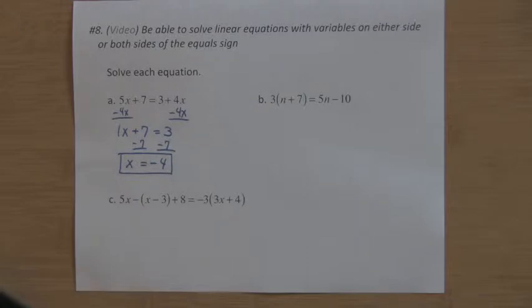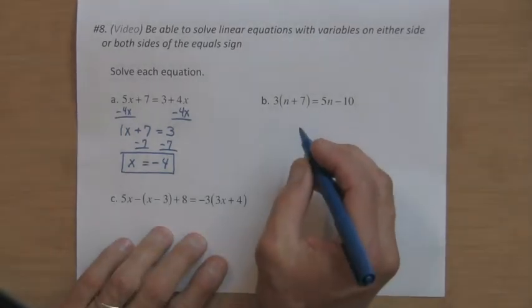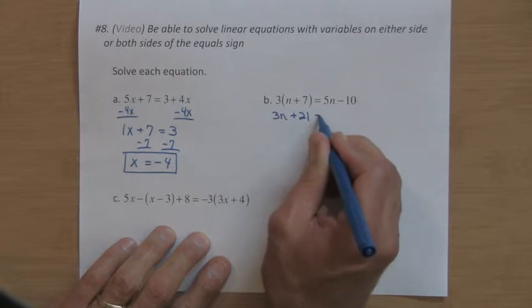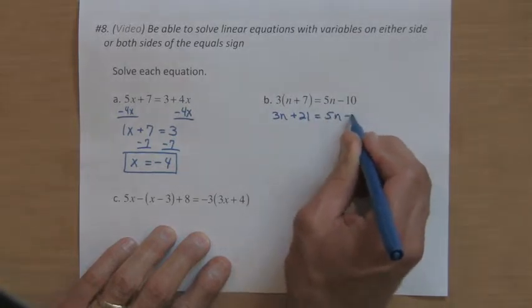Second one, there's parentheses, so that n plus 7 really isn't worth n plus 7. It's being multiplied by 3. So multiply that through first. So 3 times n is 3n plus 3 times 7 is 21 equals 5n minus 10.